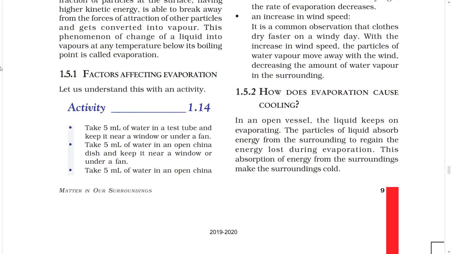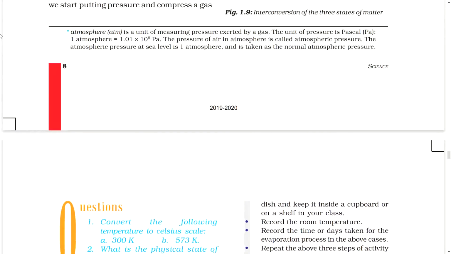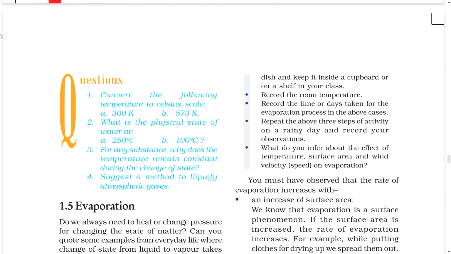Factors affecting evaporation. Let us understand this with an activity. Do this. Take 5 ml of water in a test tube and keep it near a window or under a fan. Take 5 ml of water in an open china dish and keep it near a window or under a fan. Take 5 ml of water in an open china dish and keep it inside a cupboard or on a shelf in your class.